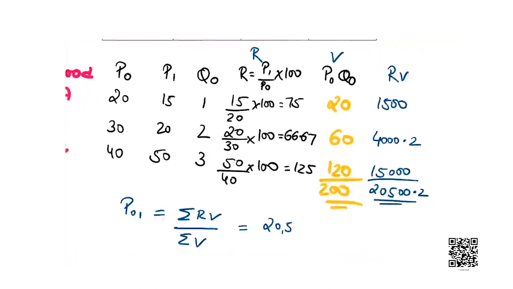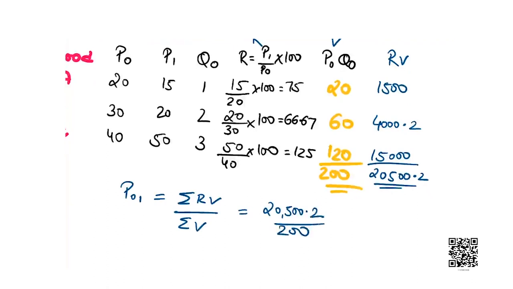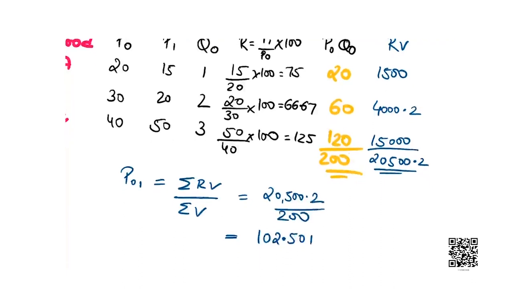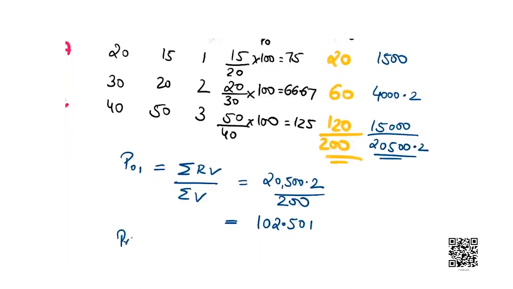Now let's calculate the price index through this method, which will be sigma RV upon sigma V, which is equal to 20,500.2 divided by 200. So my final answer to this question will be 102.501 or 102.50. This means that prices have increased by 2.5% according to this method.